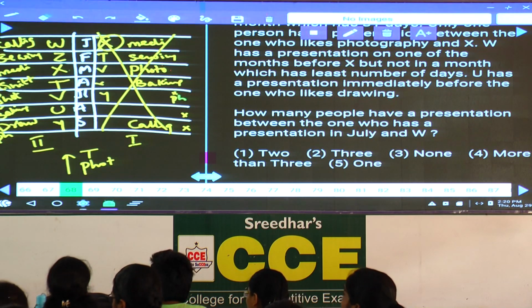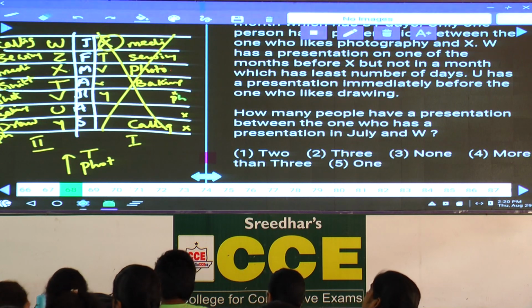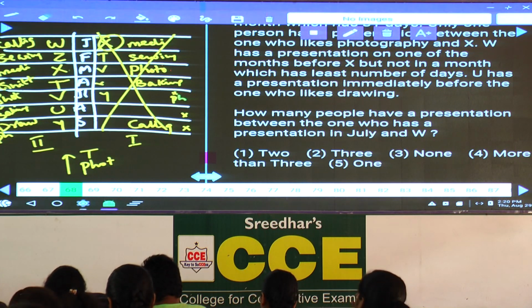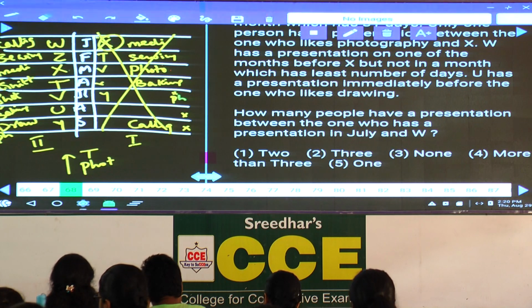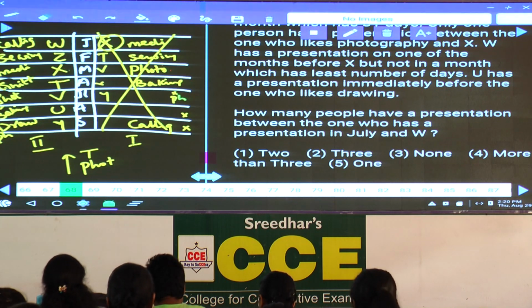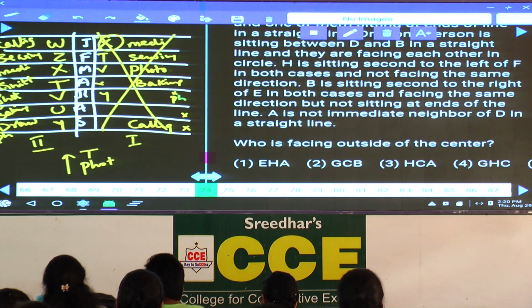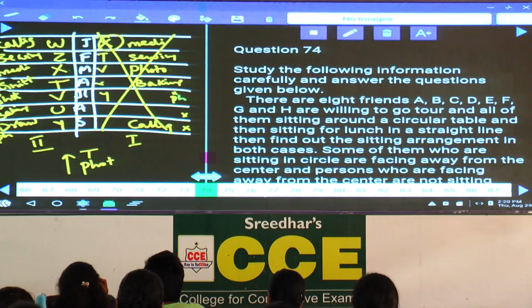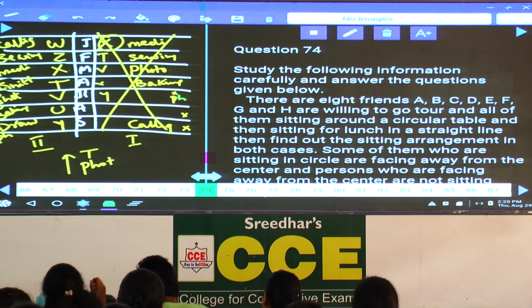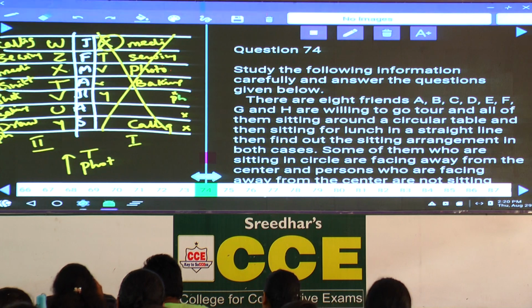Now in this one, how many friends are there? In total, there are 8 friends. A, B, C, D, E, F, G, and H are the 8 persons willing to go on a tour. Now question number 74 onwards. These 8 persons are willing to go on a tour, and all of them are seated around a circular table and then sitting for lunch in a straight line, isn't it?